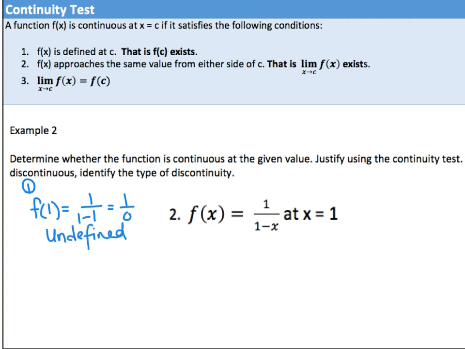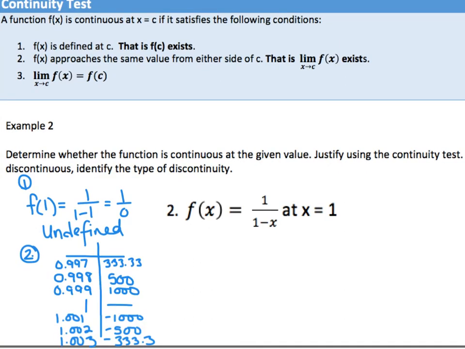All right, so I definitely have a discontinuous function, but let's check out our XY table to identify what type I have. So here's what I'm seeing on my calculator screen. On the left side, look at this. As I get closer to 1, on the left side, it's getting much greater. Whereas on the right side, as I get closer to 1, it's getting smaller and smaller. So one's going upward towards positive infinity and the other side is going downward towards negative infinity, which tells me that I have infinite discontinuity.